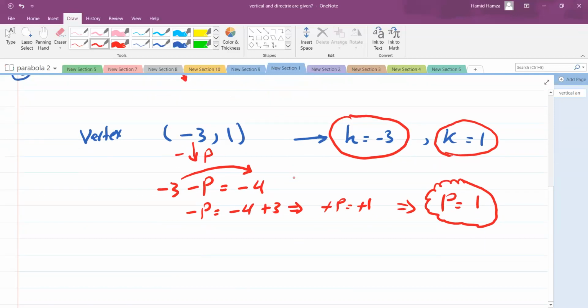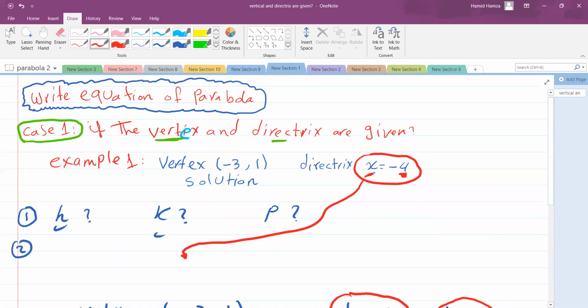Now let's write the equation. As you know, the equation has two brackets. One of them has a power and the other has no power. So what should I write here, x or y? The directrix tells you. Let's go back again. What is the letter with the directrix here? X. So write x in the bracket which has no power.